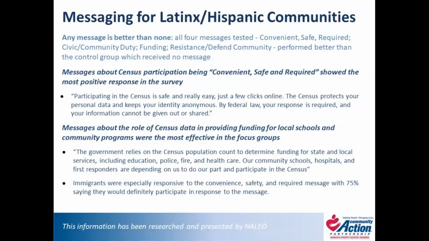These are the messages: safe, convenient, required, civic duty, funding. Those were all tested. Safety and security is really one of the keys for this group. Letting them know the census protections, which we haven't quite gone over yet, but first of all, Title 13 is something that all Census Bureau employees pledge an oath to. It says that they will not reveal private data, personal information about any individual. If they do, they're liable to be fined $250,000 and/or jailed for 5 years.